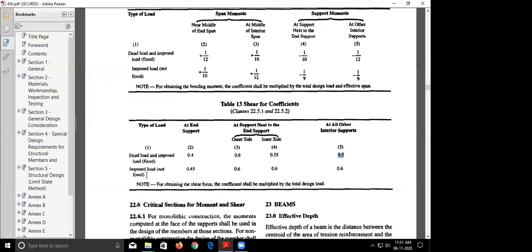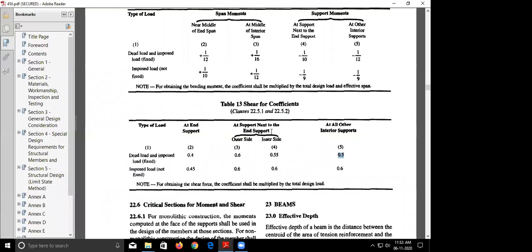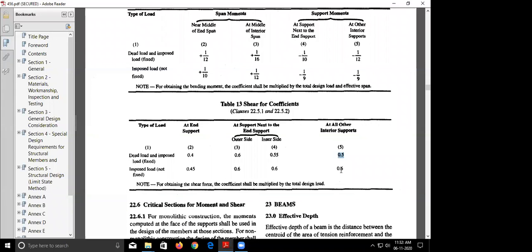Now let us see the live load coefficient. For the live load coefficient at the end support, how much is it? 0.45. So I have written 0.45. After this, at the support next to the end support, how much is it? 0.6. Outer is also 0.6, inner is also 0.6. So there is no need to worry about this. So 0.6, 0.6 directly you can write. And here also 0.45, here 0.6 and this is also the same. All the other interior supports are also 0.6. So everything is 0.6 here.